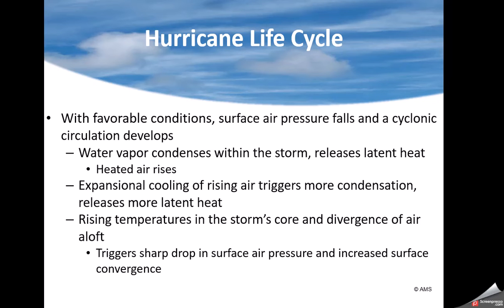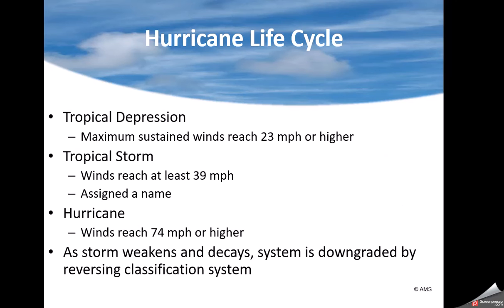So we want a lot of latent heat with these storms, which comes from the evaporation that's condensing into the storm. All that cooling triggers more condensation, which releases latent heat and causes the actual center of the storm to warm with time. And there is a big divergence aloft because that is where literally an anticyclone exists. Here are your definitions: 23 miles per hour or greater for a depression, 39 miles per hour or greater, and they become named when they're tropical storms. Hurricane, 74.